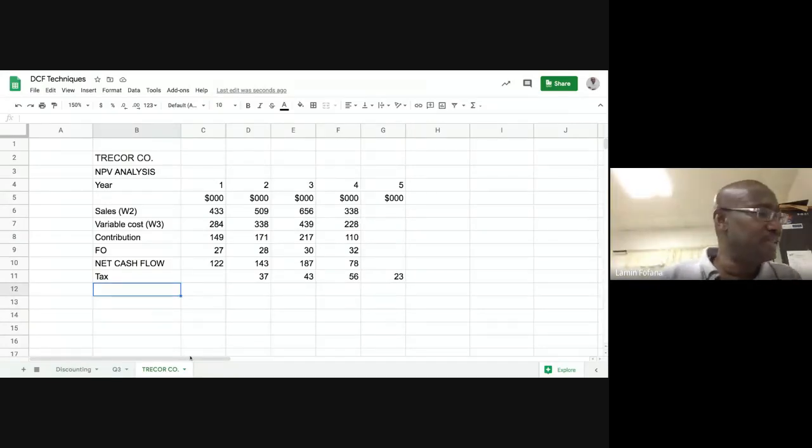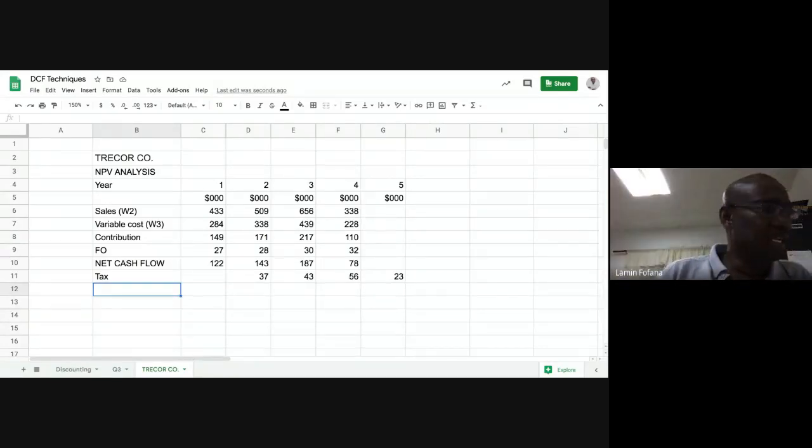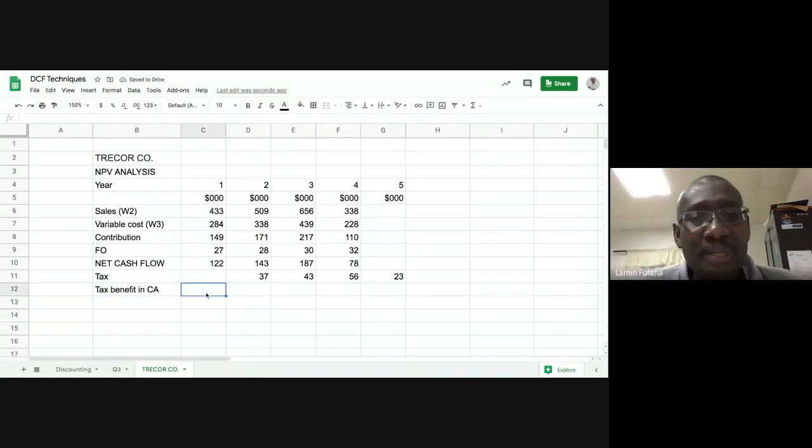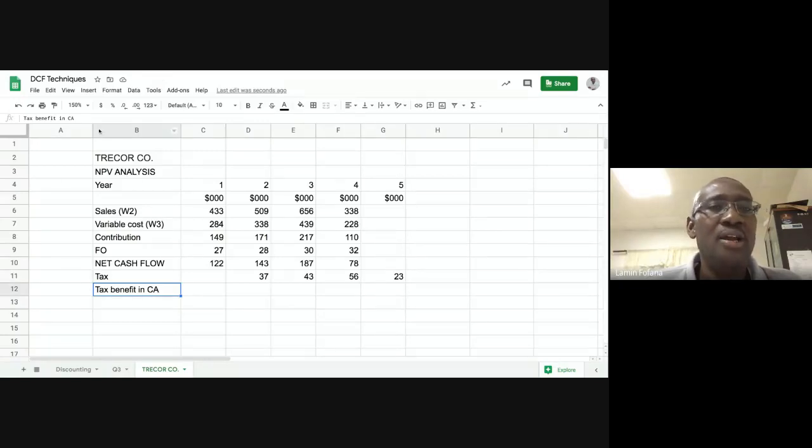Okay, so let's go and calculate our tax benefits. Our tax benefit is the tax on capital allowances. So we say tax benefit with a capital allowance. Okay, so we're going to do working 4.